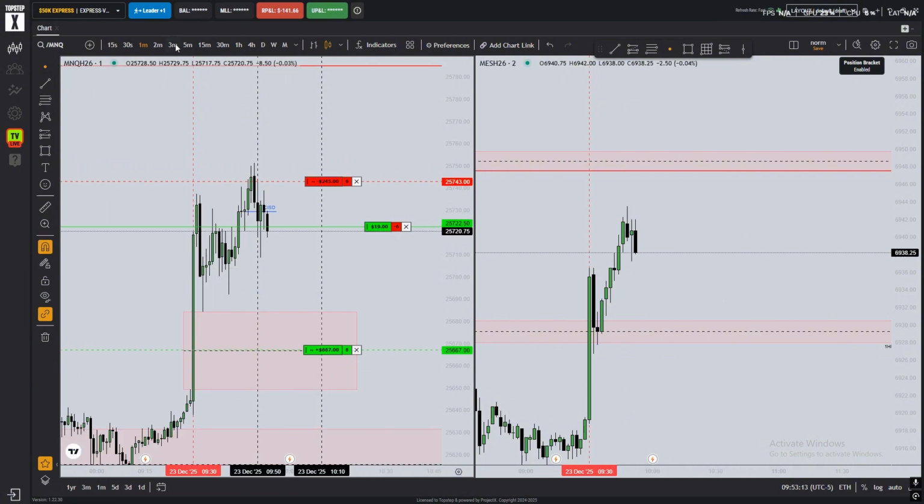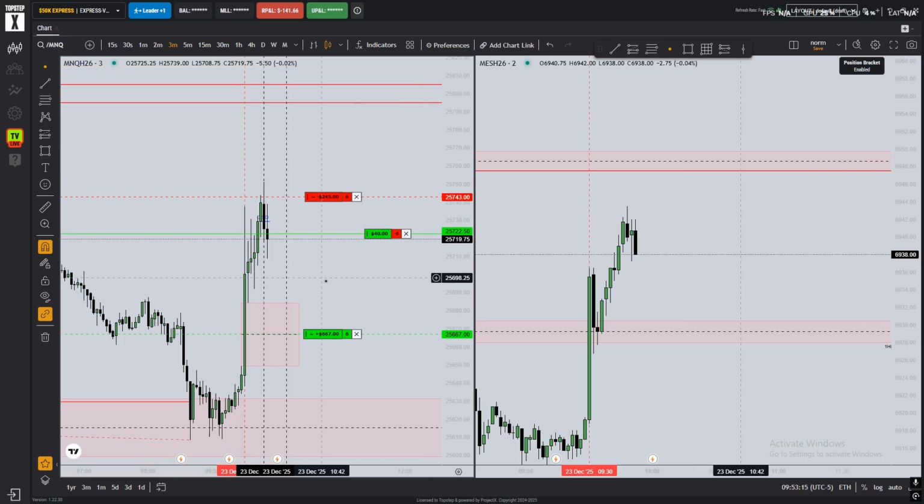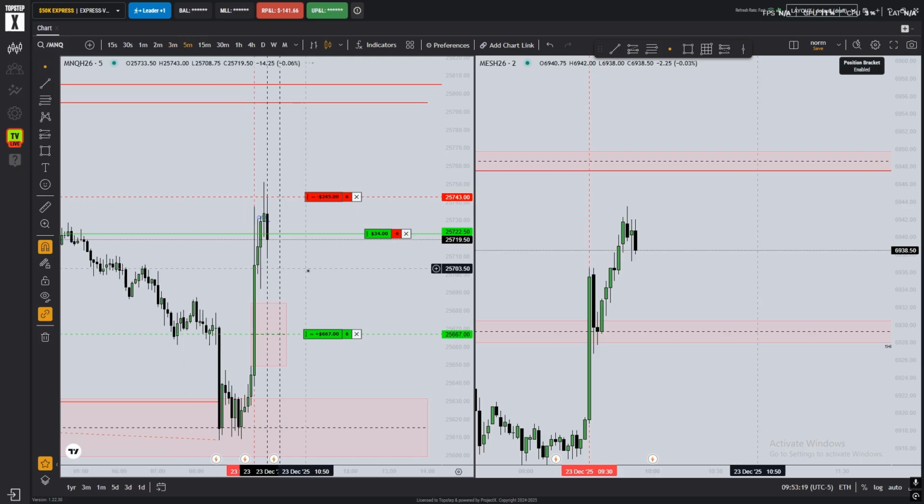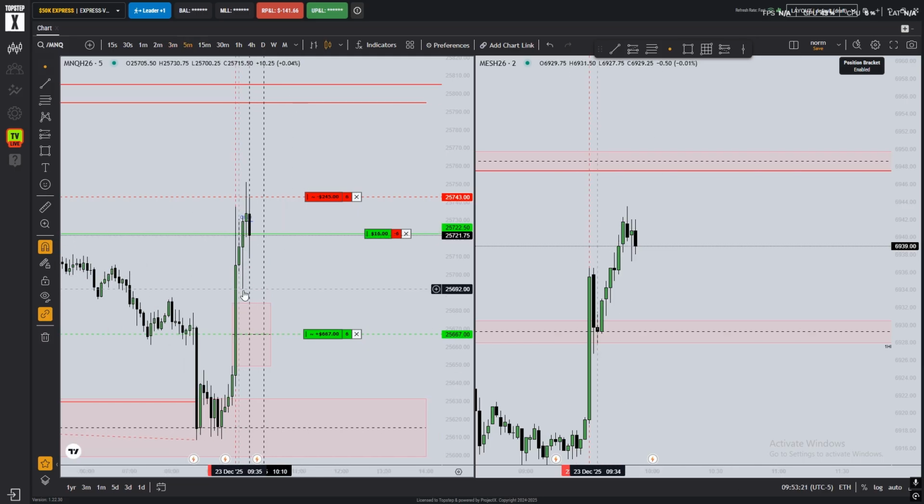And again, I said I want to see a rebalance. So I want to see a rebalance back into this 3 minute. It's wide open. Which will eventually take this low. And if we take this low, if we get down here and take that low, stops will go break even.